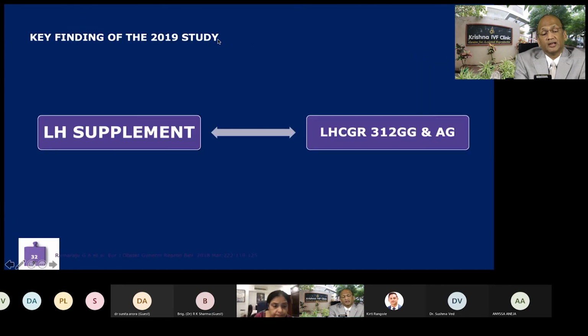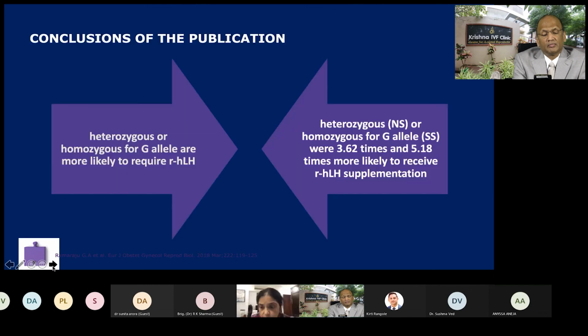So the key finding in the 2019 study was that LH supplementation is needed in patients with this type of polymorphism. The conclusion of the publication was that those heterozygous or homozygous for the G allele are more likely to require recombinant LH supplementation. Heterozygous or homozygous for G alleles were 3.6 times and 5.81 times more likely to receive rLH supplementation. This was a retrospective study, and these were the findings.